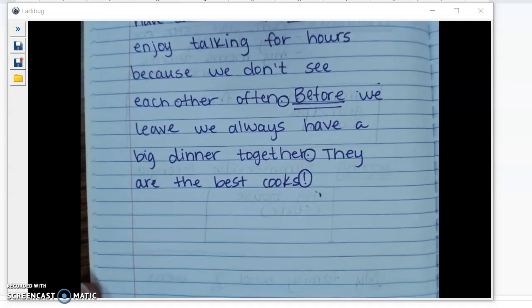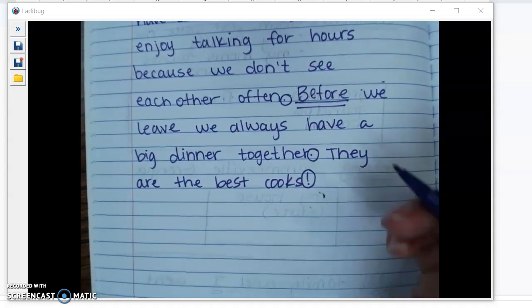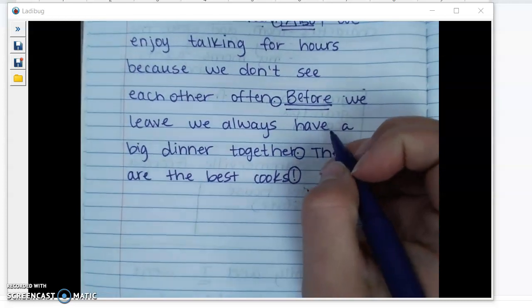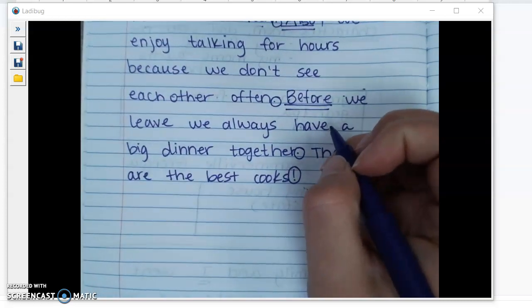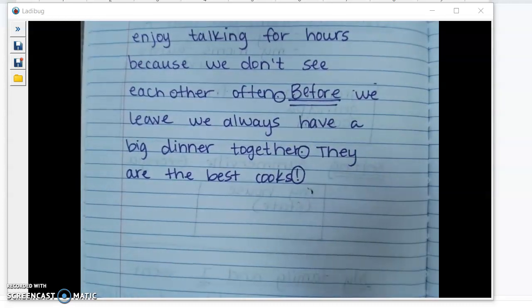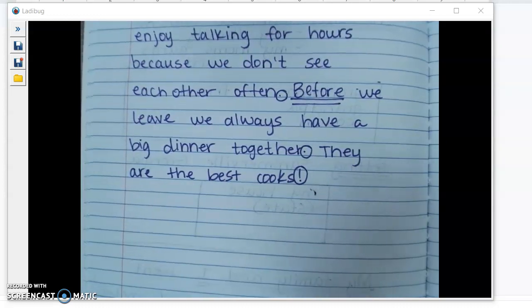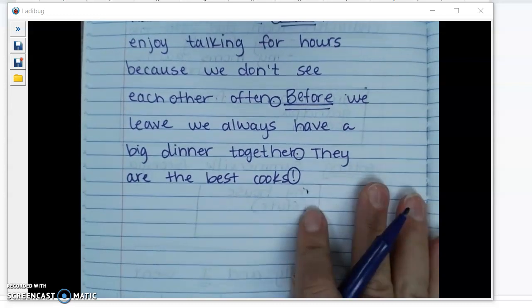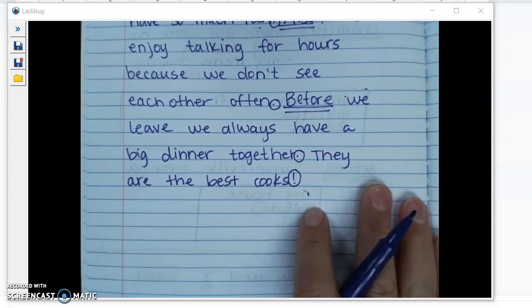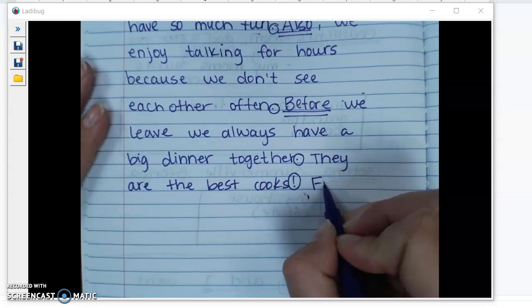I need to think of a way to end my story, kind of wrap it all up. So I'm thinking about, what do we do before we leave? We hug, and we say goodbye, and we make sure we have each other's updated phone numbers, things like that, just to make sure that we can stay in contact. So in the end, I need to make sure I kind of wrap it all up with as much information as possible. So I'm going to use the word finally.